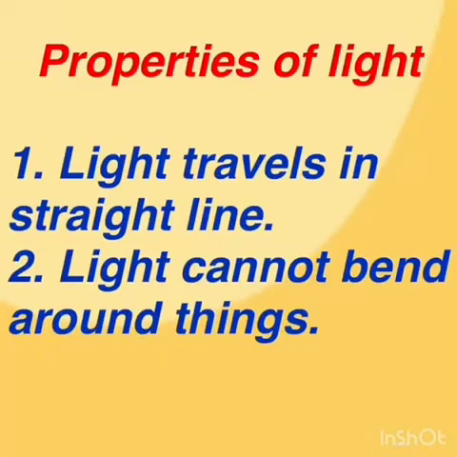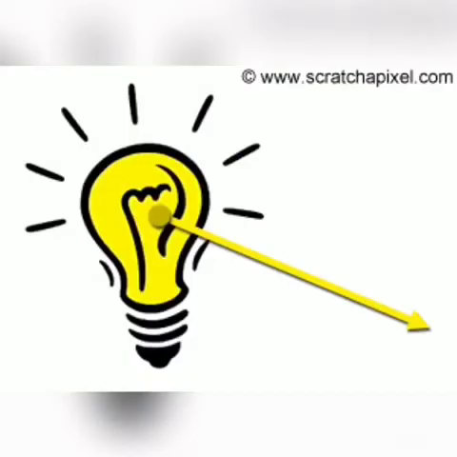Now I'm going to tell you the properties of light. Properties means things which can be observed. There are two properties of light, that means two things that can be observed from light. Number one is that light travels in a straight line. And when light travels in a straight line, it is called rays.